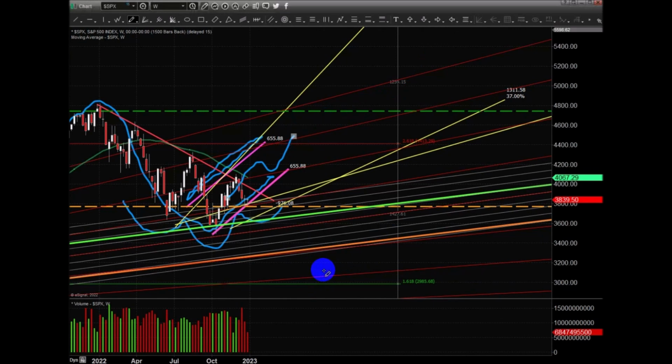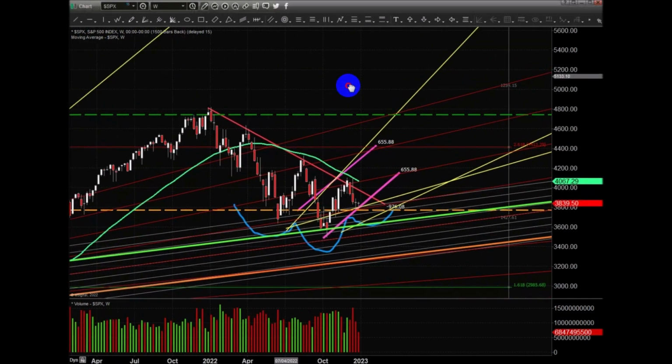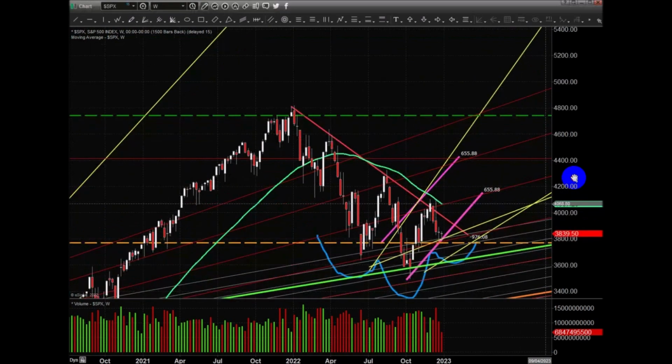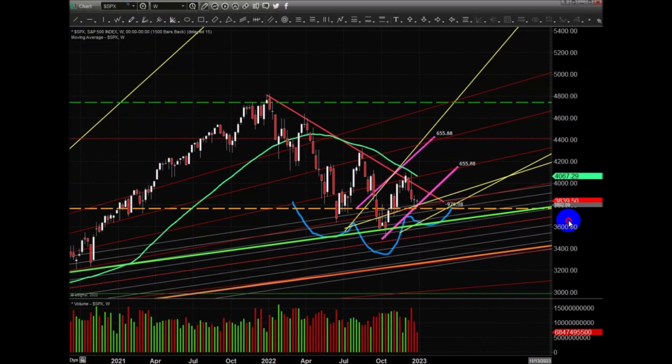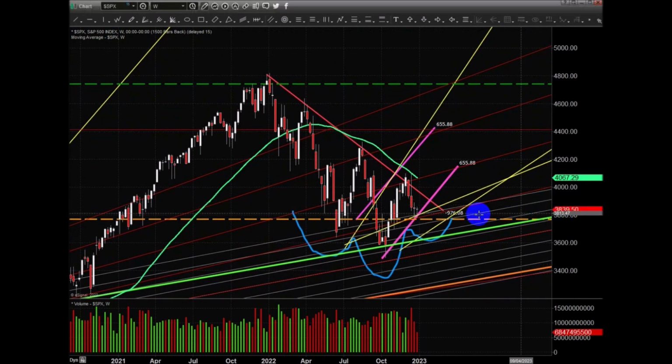Oh boy, lots of crazy lines. Okay, the U.S. markets are setting up in this inverted head and shoulders formation, and this is really where we're at, sliding into the early portion of 2023.